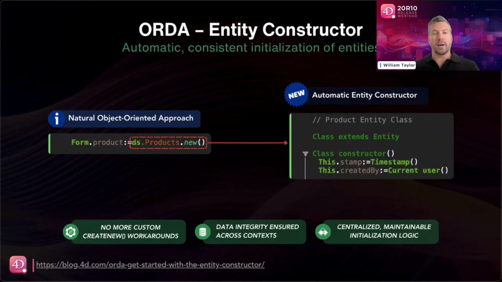So whether it's a timestamp, the current user, or default values, it happens all behind the scenes. Just call, for example, ds.products.new and you're done. Create a new product. No more need for a custom create new workaround. The logic lives in one place and is called automatically. You also avoid mistakes or inconsistencies across different parts of your app. Data integrity is ensured across different contexts. And best of all, your initialization logic is centralized and easy to maintain, making your codebase simpler, safer, and more predictable.